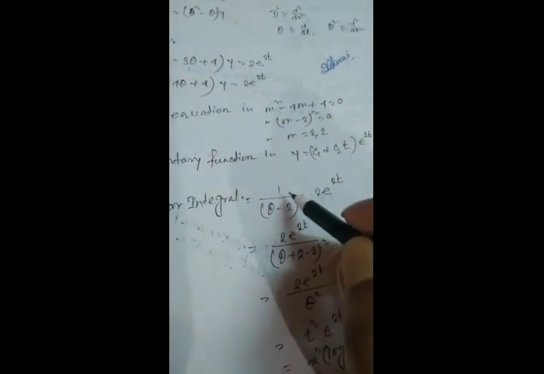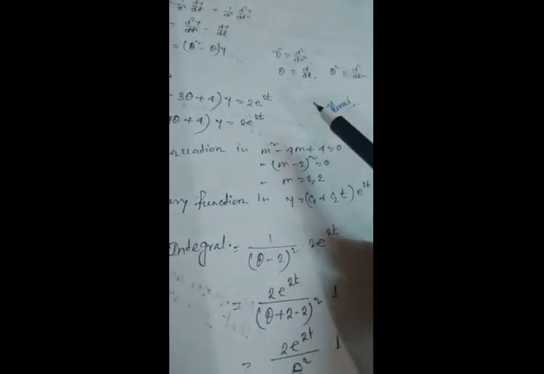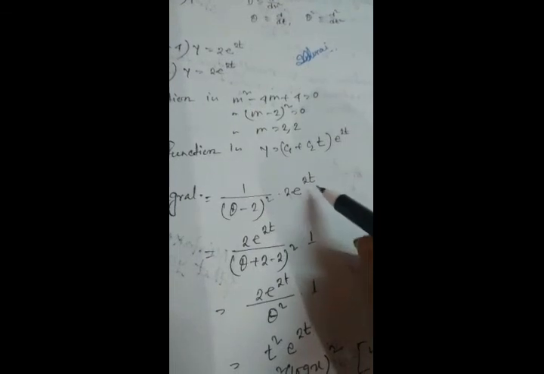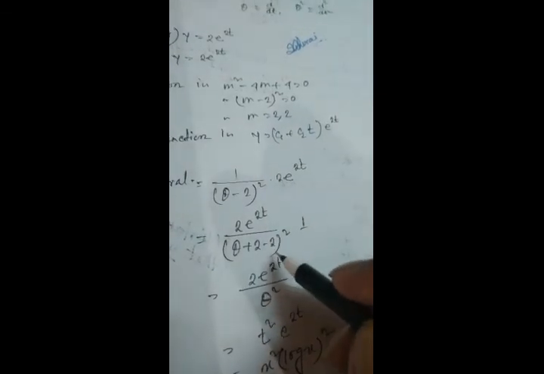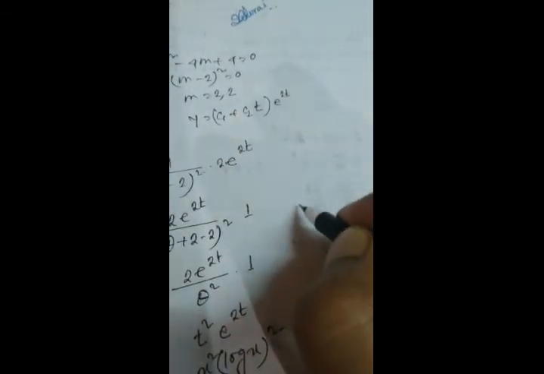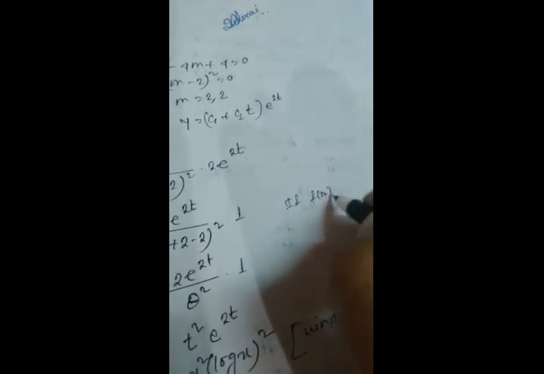So for the particular integral, this will be 1 by (theta minus 2) whole square into 2 e to the power 2t. From the rules, when the right hand side is of the form f of x is equal to e to the power mx, first we have to put the value of 2 here. So this will be undefined, so we put theta plus 2 minus 2. Here we use that if f of m is equal to 0, then for finding the particular integral we use the D operator method, which I discussed earlier in the class.